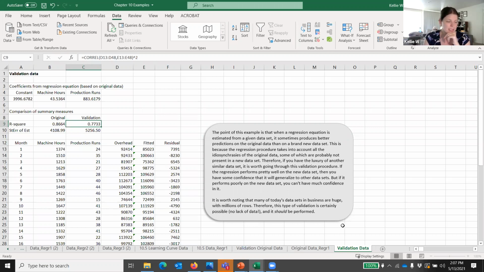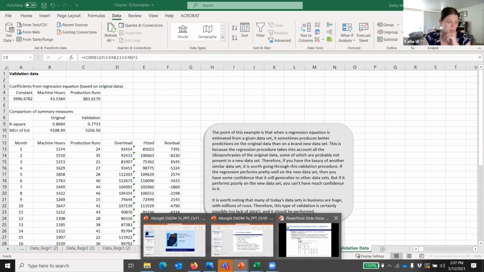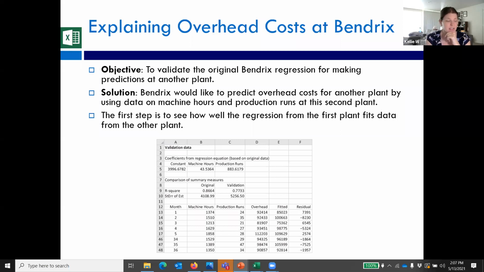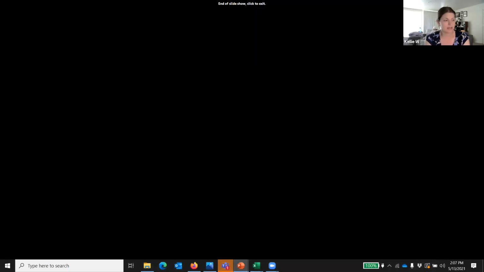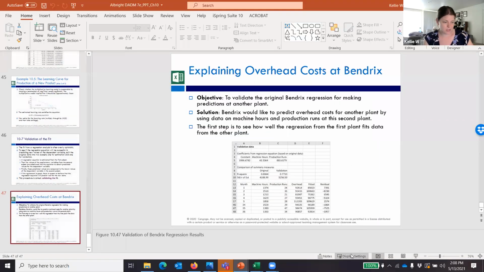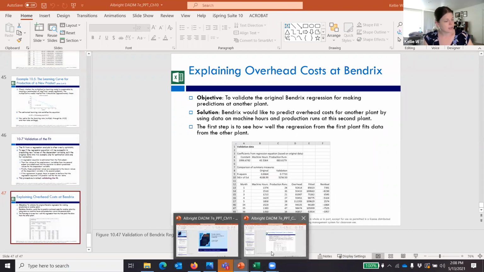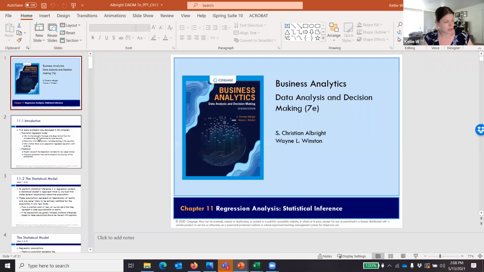So I hope that makes sense in terms of validation, because you as an analyst or future analyst, you will never model anything without splitting your data into training and validation sets and running your analysis this way. So, okay, let's take a break. Let's come back at 2:20, and then we will go through chapter 11, and then we'll talk a little bit about your discussion.